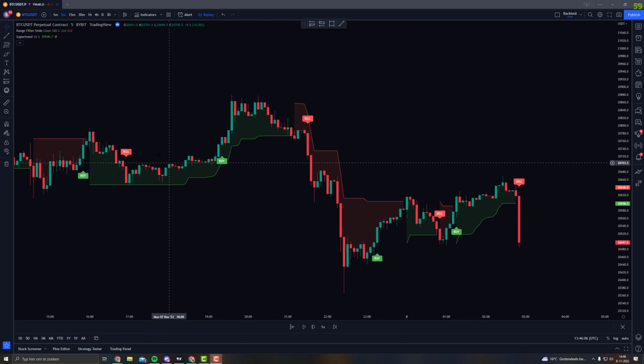Hey traders, today I have a new scalping strategy for the 5 and 1 minute chart, only using 2 indicators, so let's dive right in.